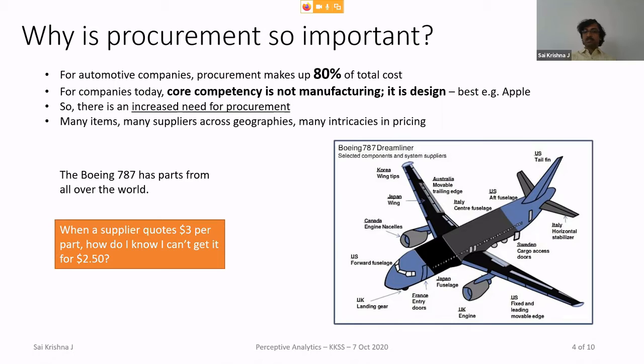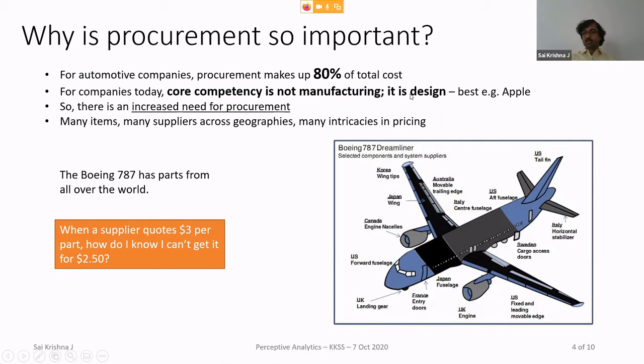If you compare the car to the human body, you can consider the engine as the heart of the car, which is the most important part of the car. But that most important part, Suzuki did not manufacture themselves, they bought it from Fiat. So the 1.3 liter turbojet engine was purchased from Fiat. So why did they do this? See the next point: for companies today, the core competency is not manufacturing, it is design.